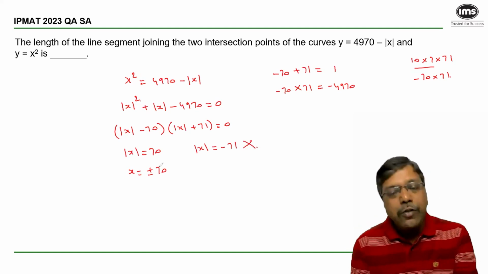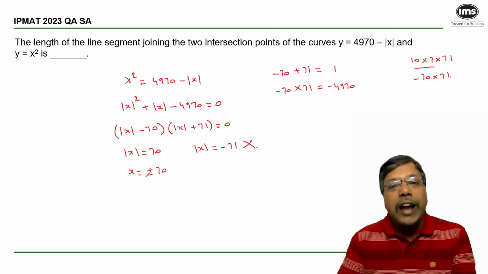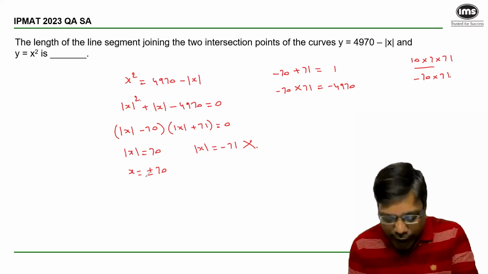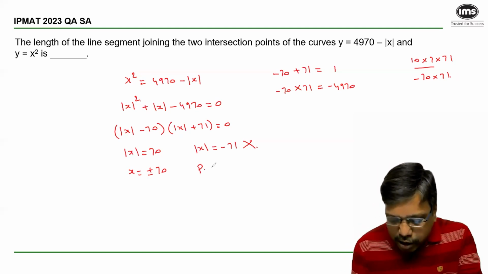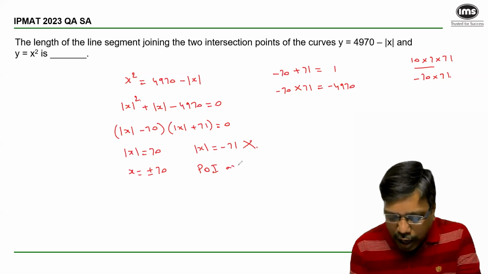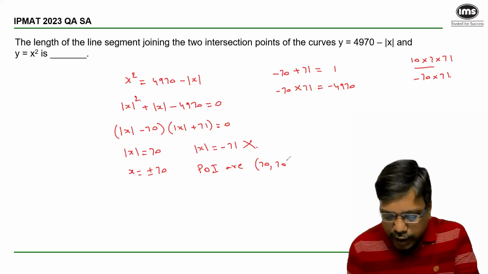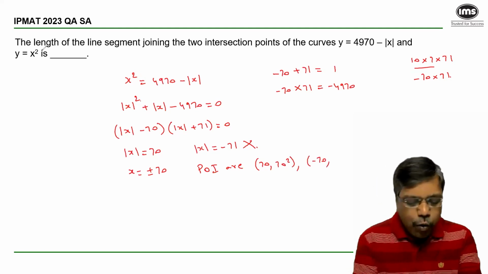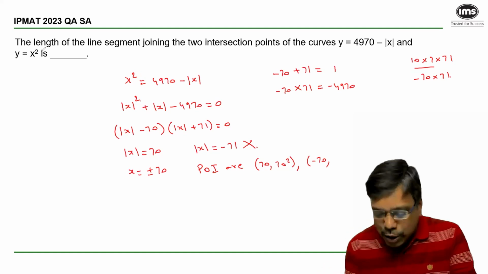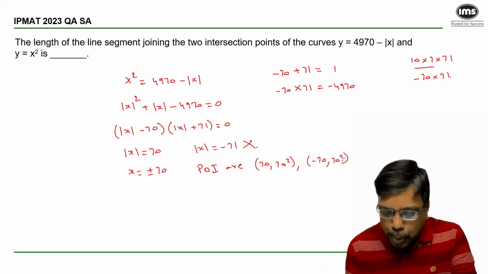Now for these different values of x, let us find out the values of y. So I can say the points of intersection are x = +70, where y = 70^2, and x = -70, where y = (-70)^2, which is 70^2 itself.